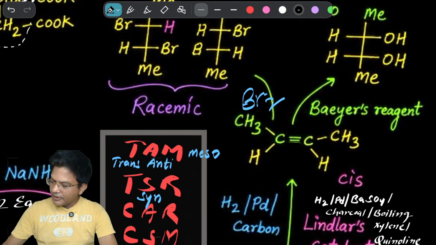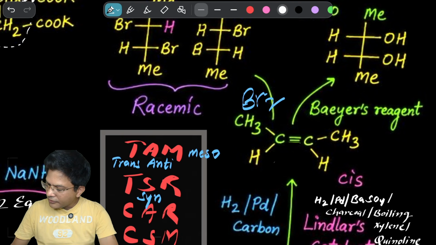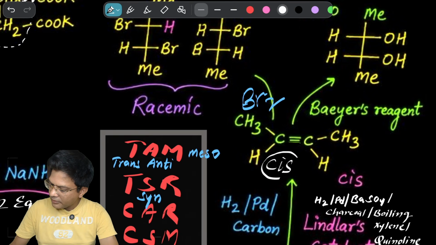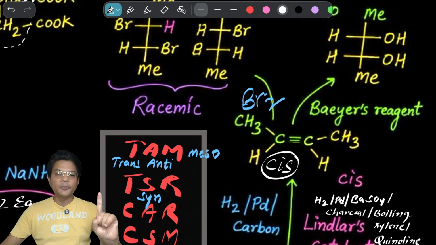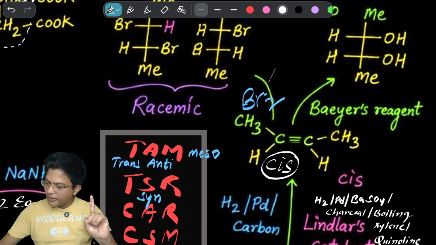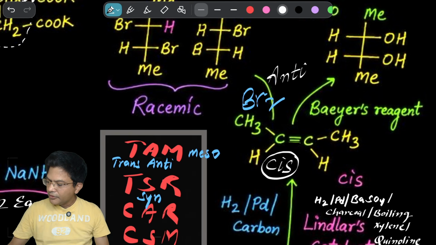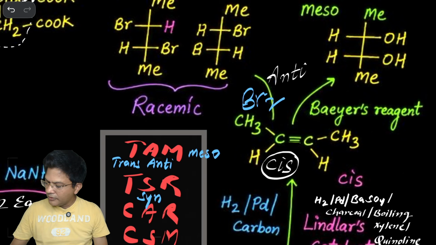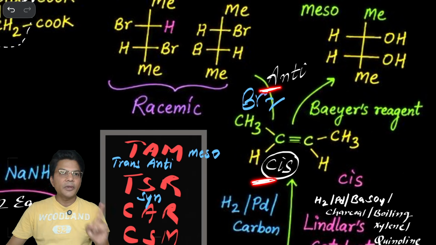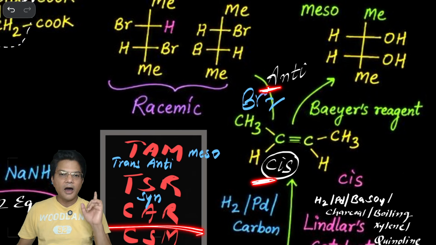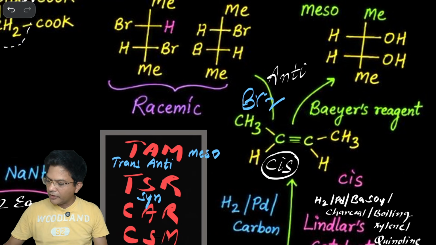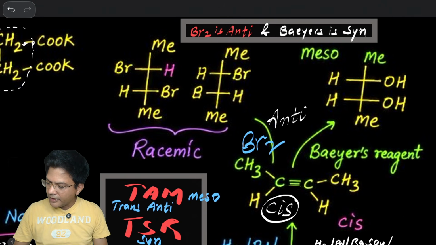Now see, this alkene is your cis alkene. Okay, C for cis. Now, whatever Br2 is going to do, it will always do anti addition. Now complete: C, A, C A, R R, C A R. So your product is a racemic mixture.